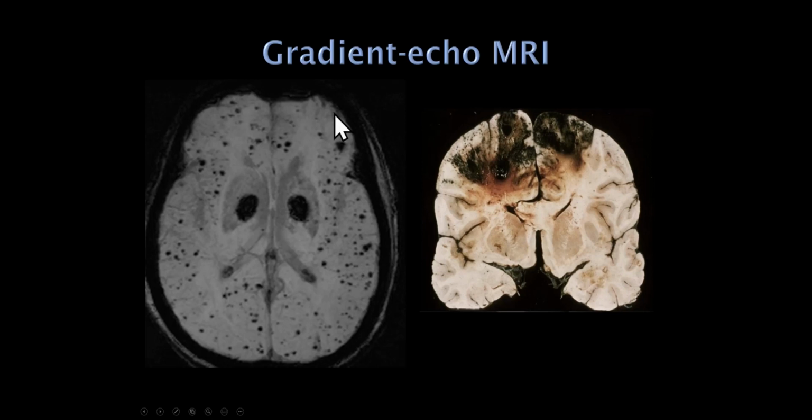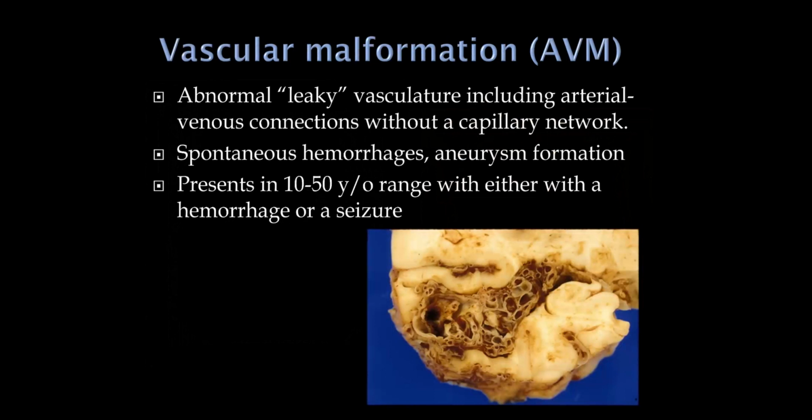And so when we do an MRI, we can do what's called a gradient echo MRI, and we see all of these little microbleeds. And here are a couple large cortical hemorrhages that a patient with amyloid angiopathy experienced. And then finally, vascular malformations. Remember that with AVMs, the vasculature here is not normal. We have abnormal arterial venous connections without a capillary network. Aneurysms form, which can also bleed. And so these tend to leak over time. They tend to present in younger individuals, either with hemorrhage, or the cortical irritation may result in a seizure. But if you do a scan, these are usually pretty easy to detect.